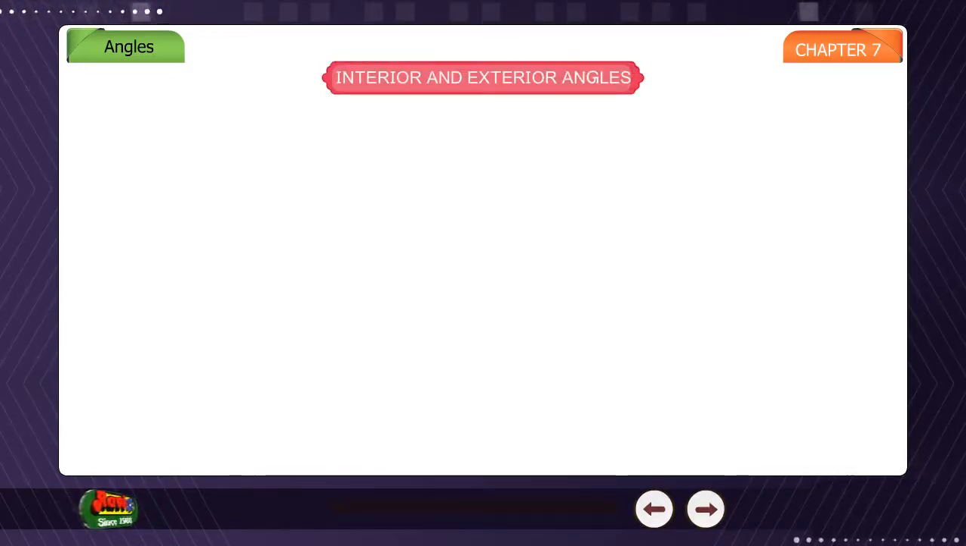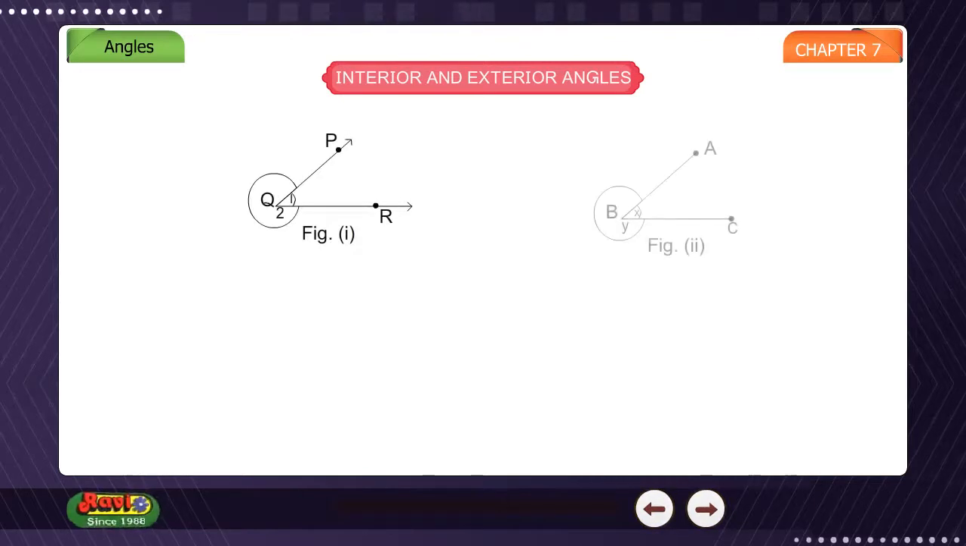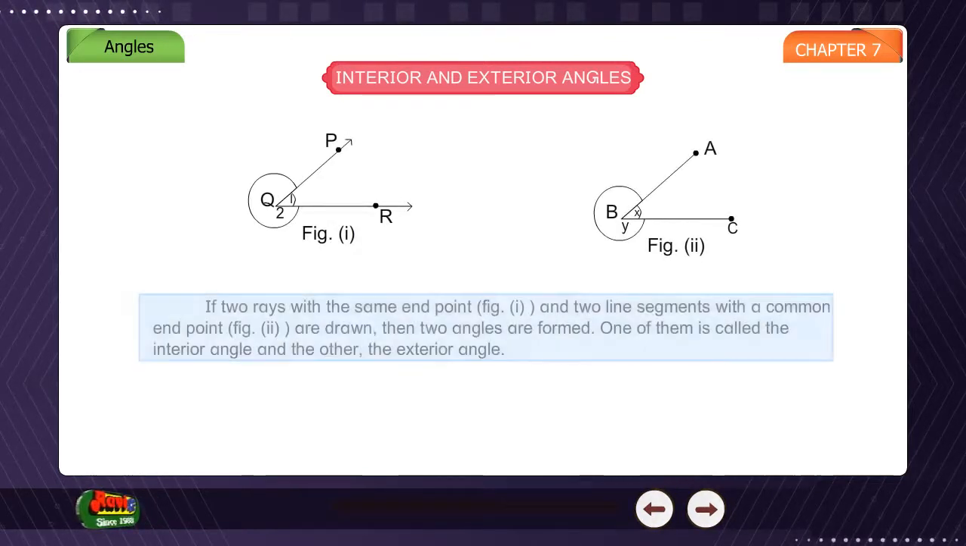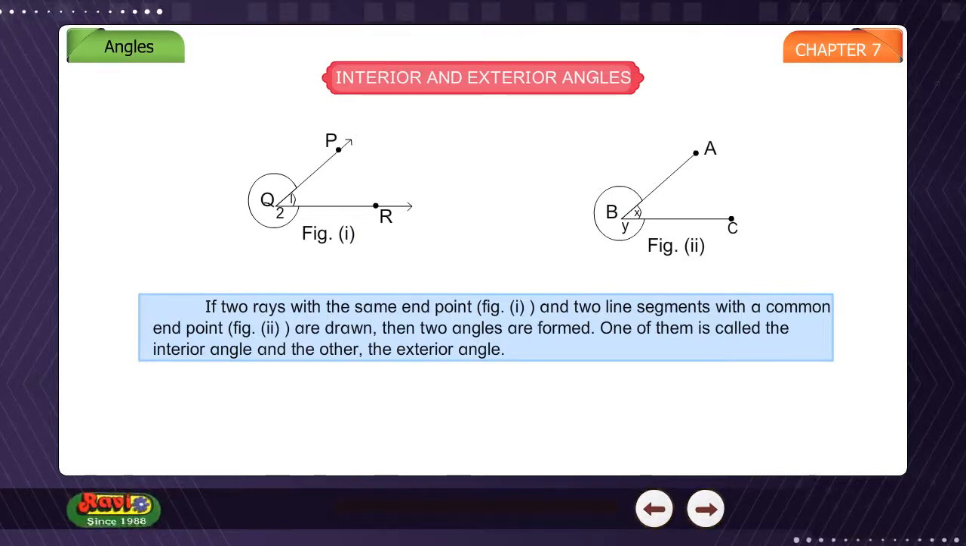Interior and exterior angles. Figure 1. Figure 2. If two rays with the same endpoint (figure 1) and two line segments with a common endpoint (figure 2) are drawn, then two angles are formed. One of them is called the interior angle and the other the exterior angle.